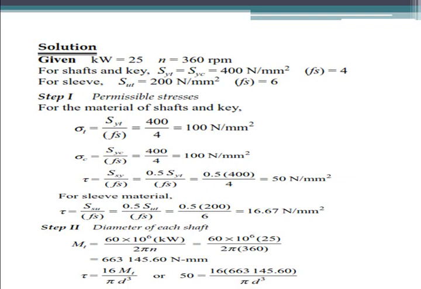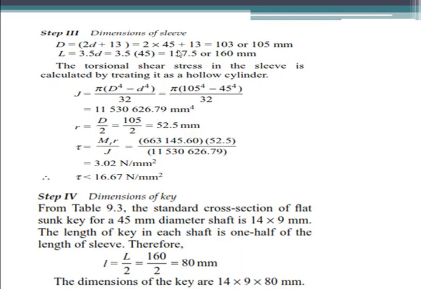Generally in the market we can't find shafts of this size, so we can take 45 mm from the standard tables. Next we need to find out the dimensions of the sleeve and check for the stresses. Dimensions of the sleeve: the diameter of the sleeve, which is the outside diameter of the hollow shaft, 2d plus 13, that will be 103 mm, and length 3.5d.